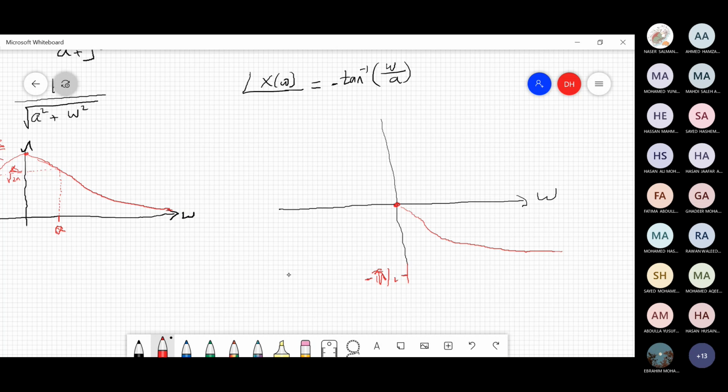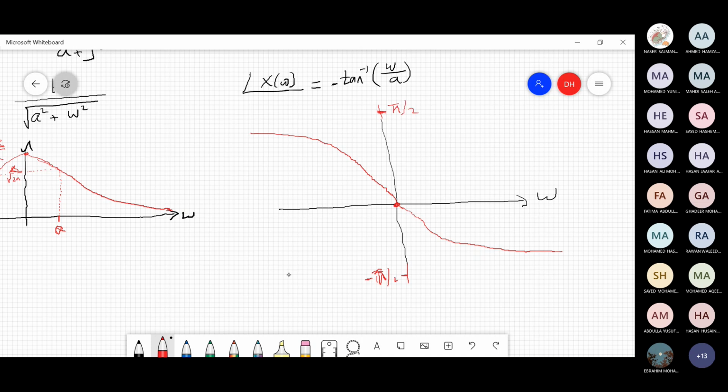Something like this. Okay, again here, whatever we have on the right-hand side, we have it on the left-hand side, but with a negative sign, because this is odd, or you can see it from here. At minus infinity, it is equal to minus 90 multiplied by minus, so it becomes plus. So at minus infinity, it's going to reach pi over 2.